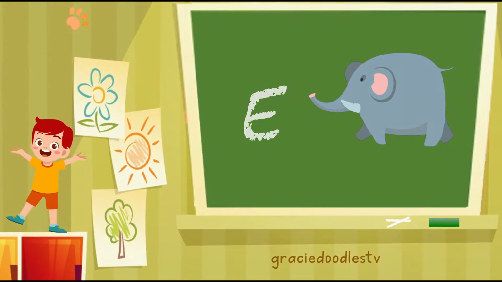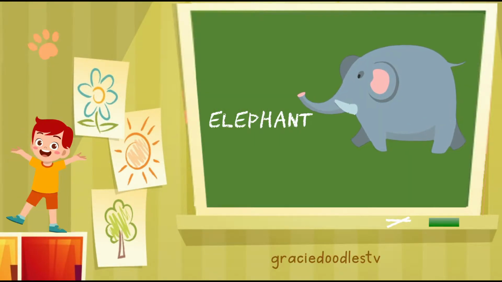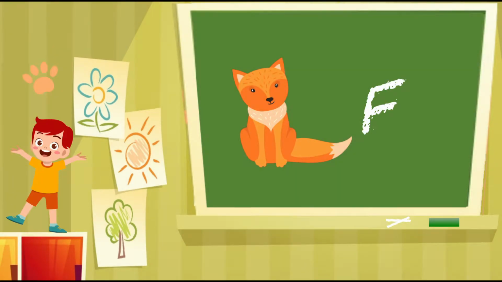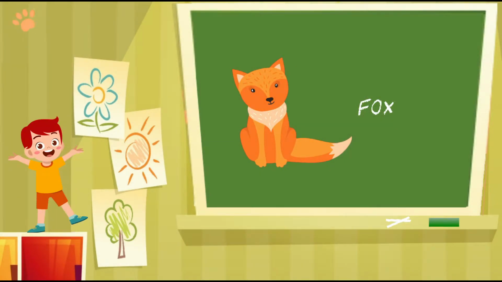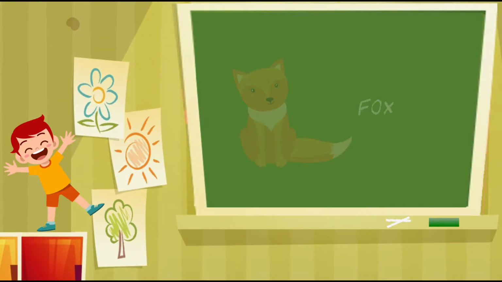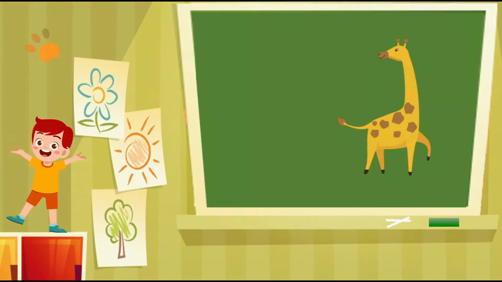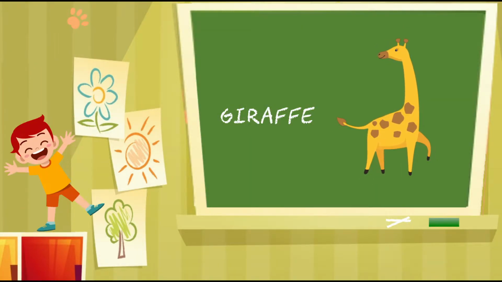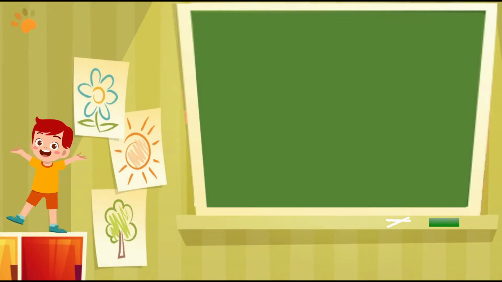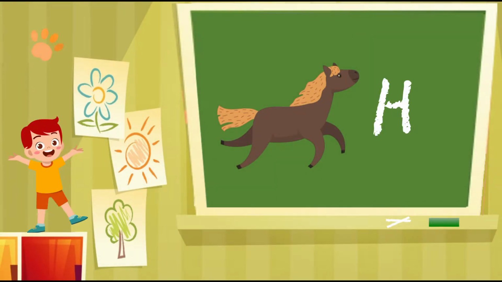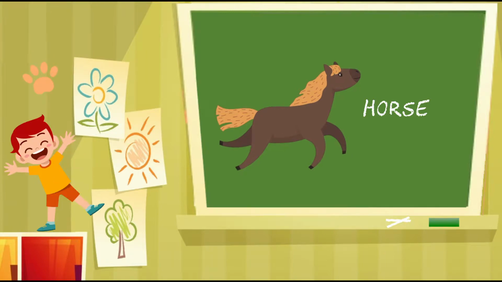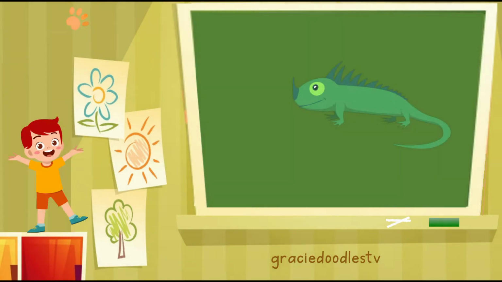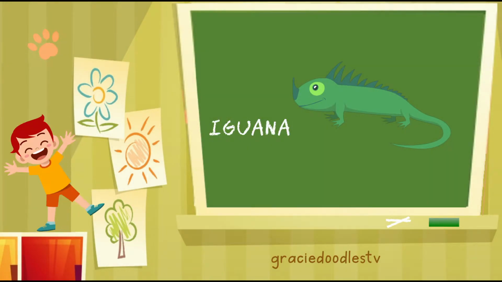E is for elephant. F is for fox. G is for giraffe. H is for horse. I is for iguana.